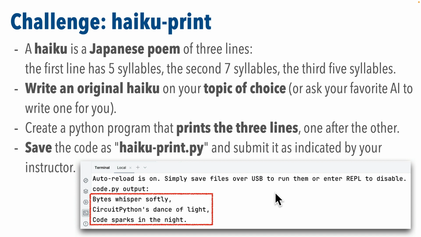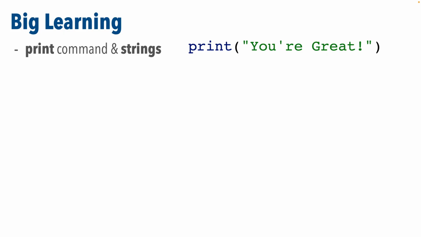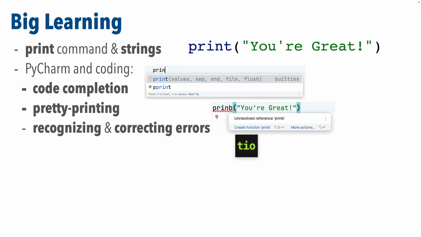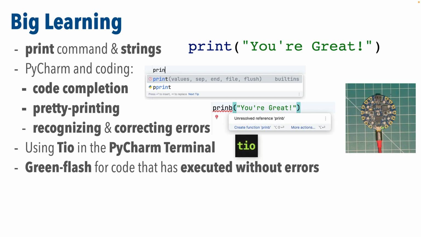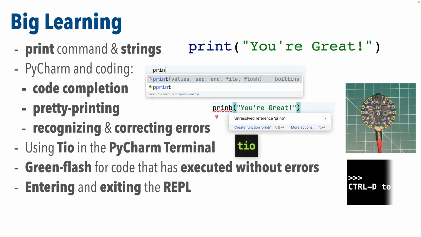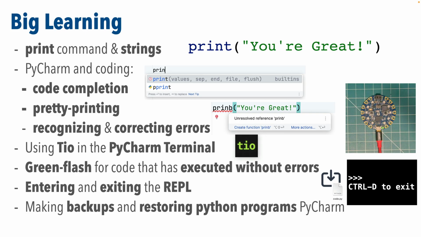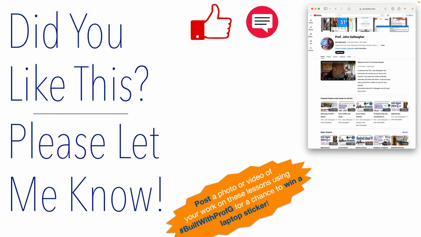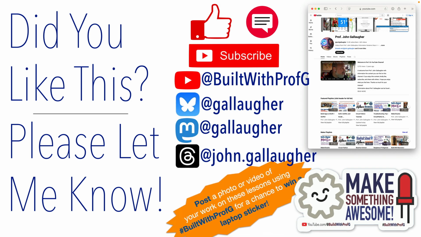And even though we only worked through the print command, we did have some big learning in our first code lesson. We tackled some very important beginner basics. We learned about the print command and strings. We learned to work with coding in PyCharm, learning about code completion, pretty printing, and how to recognize and correct some errors. We used the PyCharm terminal. We learned the green flash every 5 seconds on a Circuit Playground shows that your code is done executing without errors. We entered and exited the REPL. We made backups and restored Python programs in PyCharm. And you tackled challenges, legend and haiku. You'll find that your magnificent geeky skills really start to accelerate from here, so stay tuned for more lessons as you prepare to make something awesome.